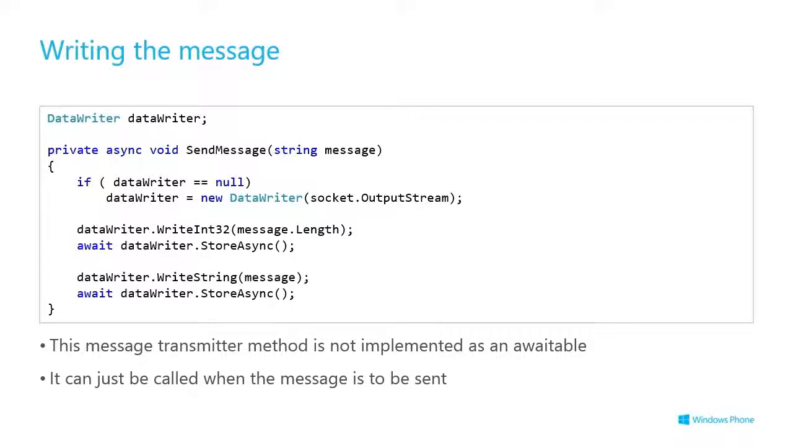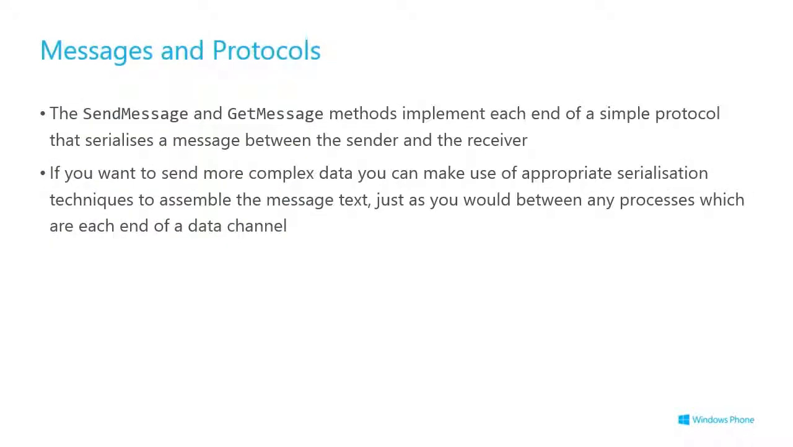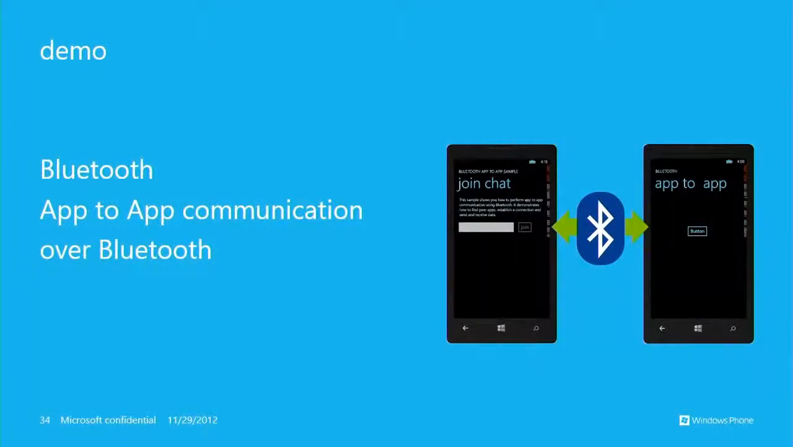So that's the beauty of async await, folks. It doesn't block. Like message queuing. Yes, that's right. So messages and protocols, the send message and get message methods, together implement this really, really simple protocol. Now then, Rob, I need your help.